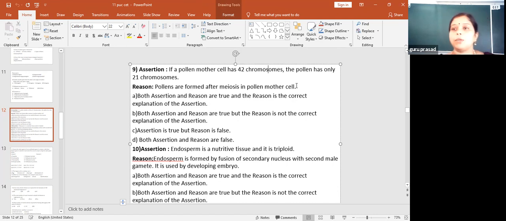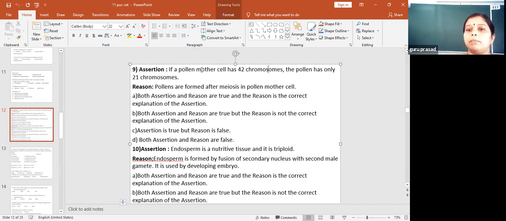So now let's go through the options. Look, what have they given here? Both assertion and reason are true and the reason is a correct explanation of the assertion. Is it so or not? We have to check that. What is given in the assertion here? Pollen mother cell have 42 chromosomes and the pollen grains have 21 chromosomes.